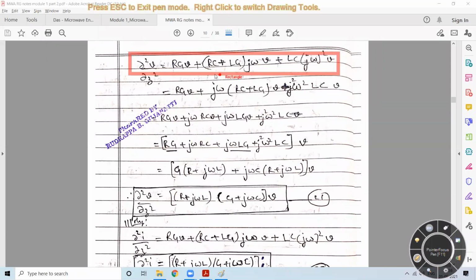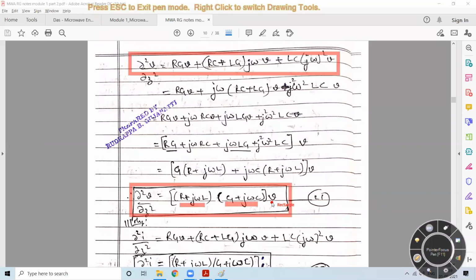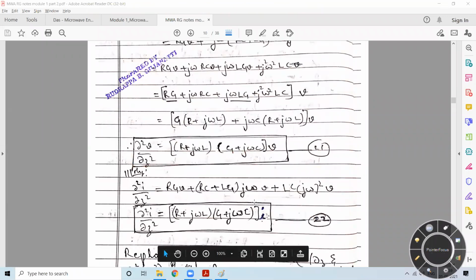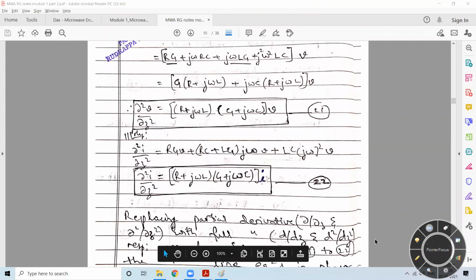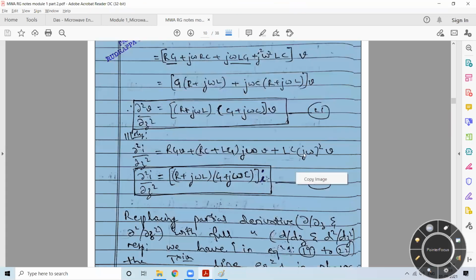When I simplify this equation, this is the final result we'll be obtaining: r plus j omega L into g plus j omega c into v. This is the decoupled equation, represented in this form. But remember, this is z and this is y. Later again we'll be utilizing these equations. Similarly, when we apply the same concept to dou square I by dou z square, we'll be ending up with this equation over here.